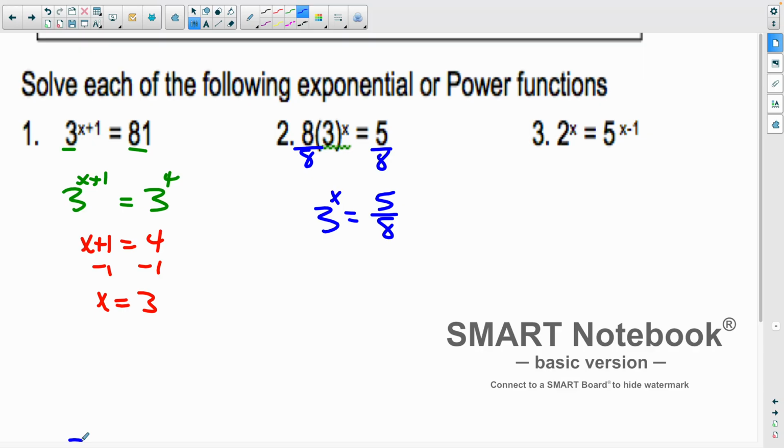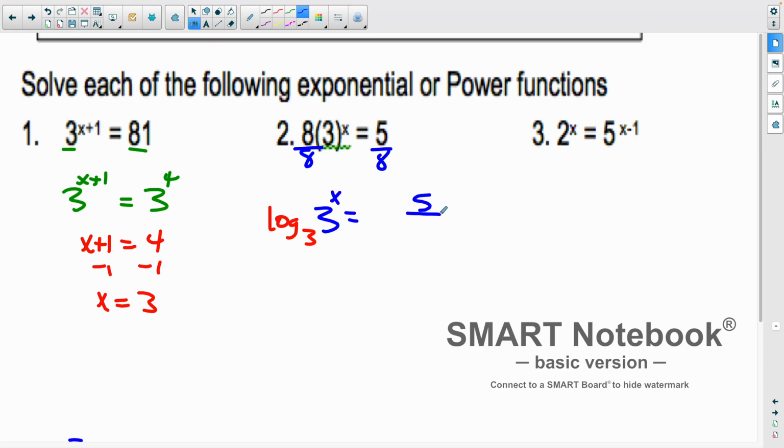Can you make 5/8 be 3 or 3 be 5/8? Probably not very easily. You probably can, but I'm probably not going to do it. This is where I need to use my logs. I need to get the x by itself, so I need to get rid of this 3. I'm going to do log of 3 on that side right there.